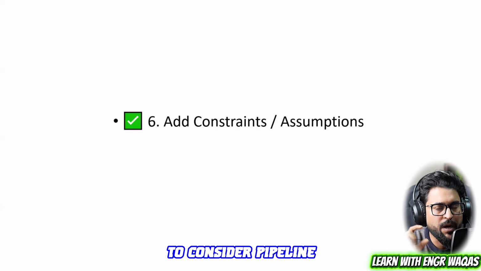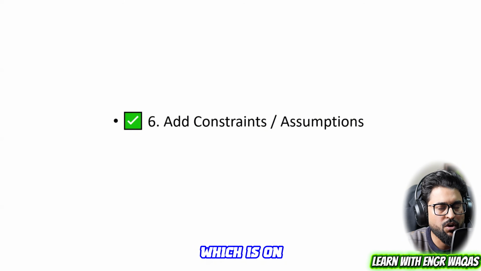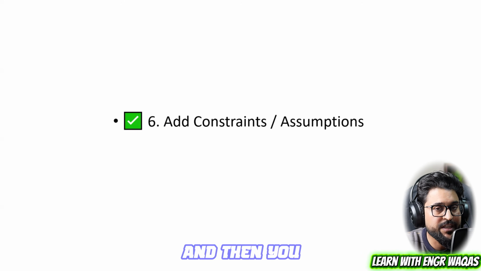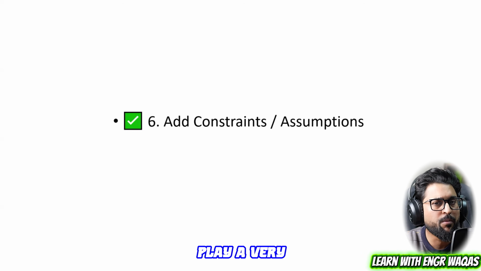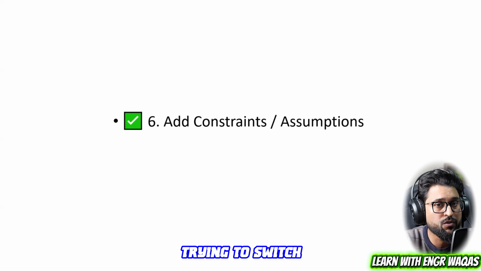For example, you have to consider a pipeline project which is in the offshore industry. You have to make different kinds of sections and then develop my scope of work. And this video is going to play a very important role if you are a fresher engineer or a mid-career level engineer trying to switch your job career.